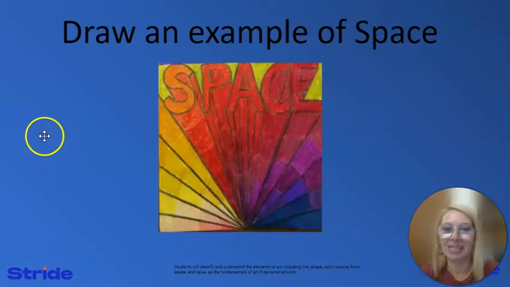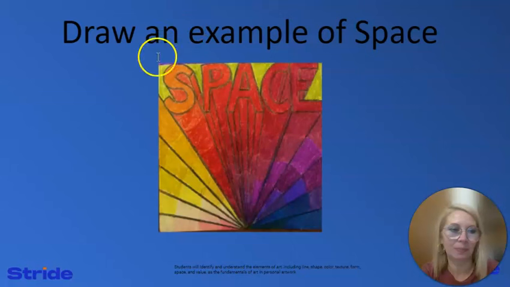And one of space. Let's do an example of space. You can go back to your notebook and find some different ways to show space.